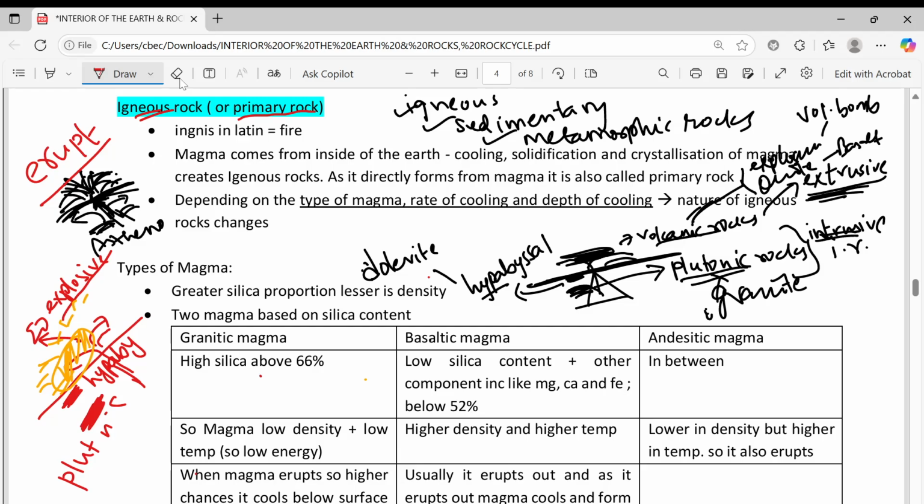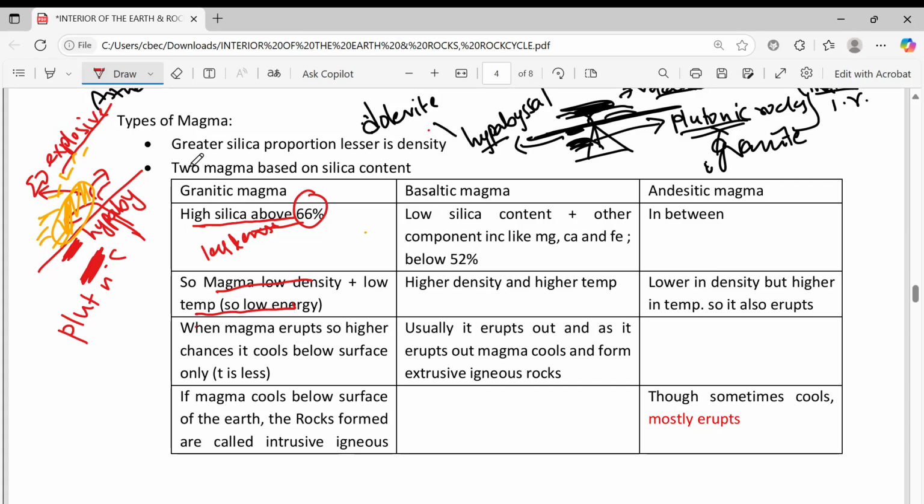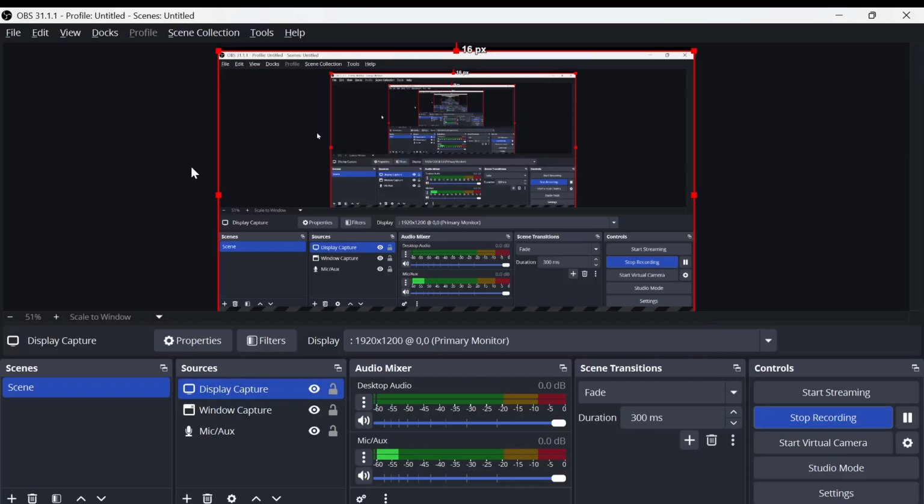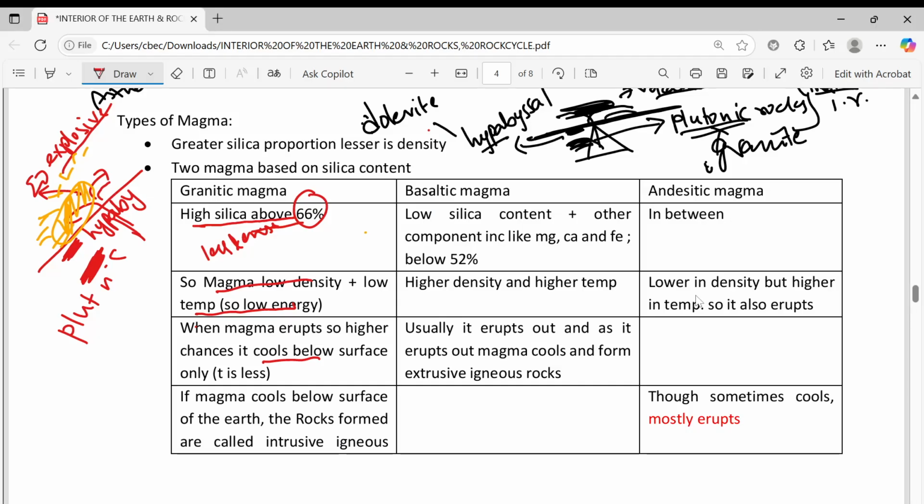Granitic magma is a high silica magma, above 66% silica. High silica means it is less dense, so low density means low temperature, low energy. That's why it is settling at depth only. So when magma erupts, there are higher chances it cools below the surface, where the temperature is less. If magma cools below the surface of the earth, the rocks formed are called intrusive igneous rocks.